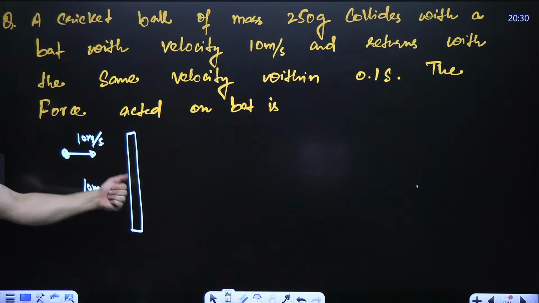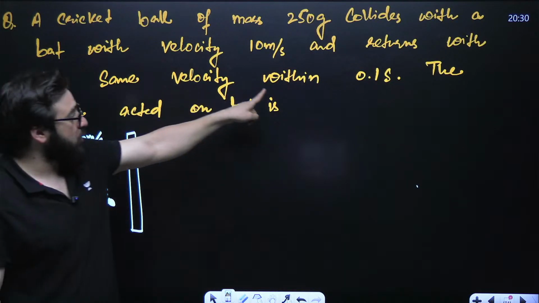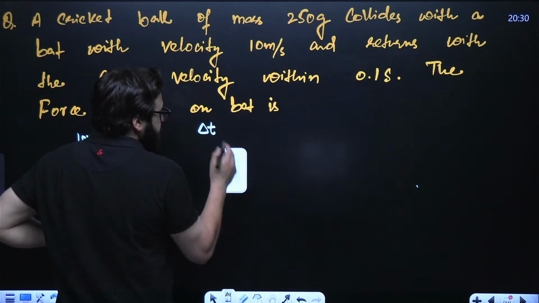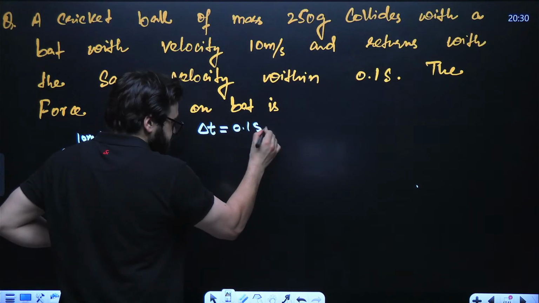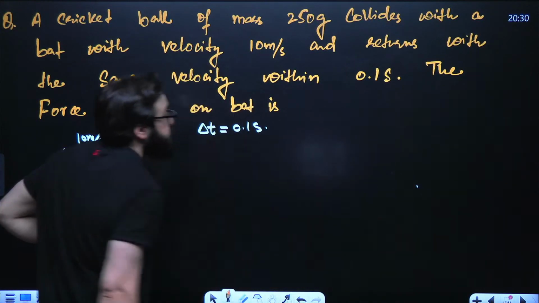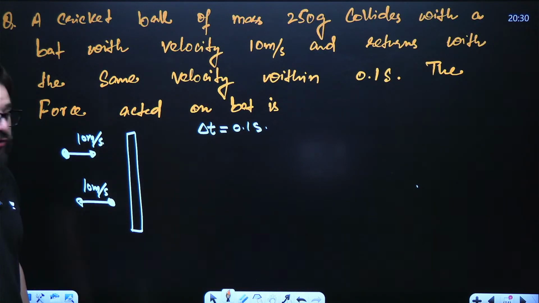Now guys, see, this is 10 and this is 10. It is moving with 10 and then it returns with 10, with the same velocity within 0.1 seconds. So delta t in this particular case is 0.1 seconds. We are supposed to find the force acted on the bat.